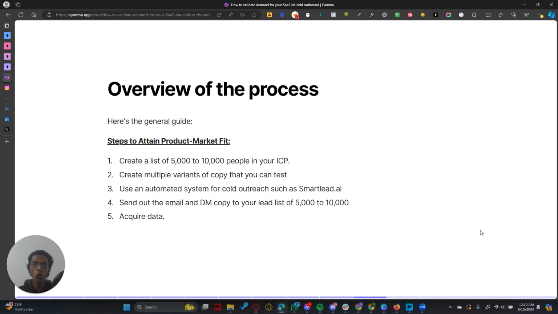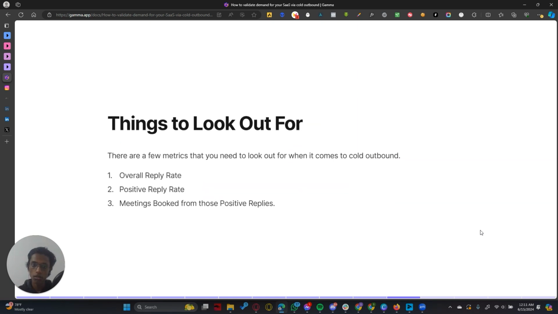Here's the general guide or overview of the process. You create a list of 5,000 to 10,000 people in your ICP, create multiple variants of offer, copy, and so on that you can test. What are they going to be exactly offering? What specific problem are we going to be solving? Based around that, you're going to be creating copy. You're going to be creating multiple variants of those, and then you basically have them ready for testing. And then use an automated system for cold outreach such as Smart Lead, and basically send out the email and DM copy to your lead list of 5,000 to 10,000, and then you acquire data from that. That's pretty much the 10,000 feet overview.